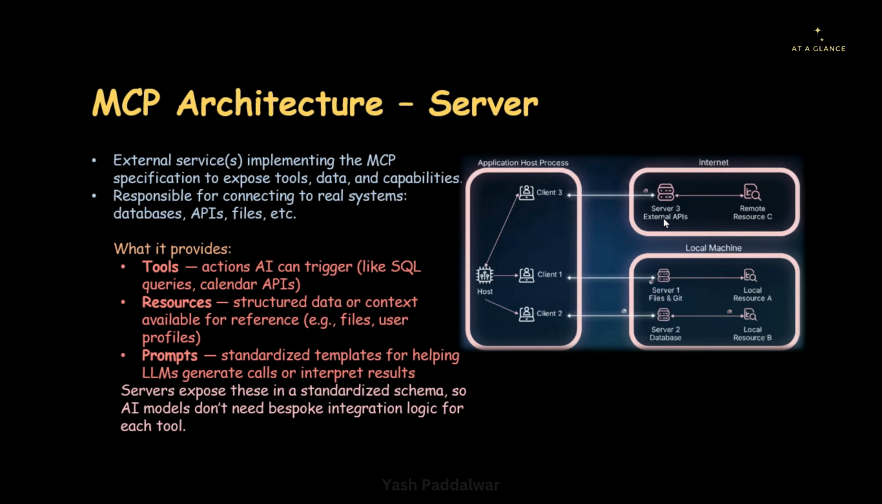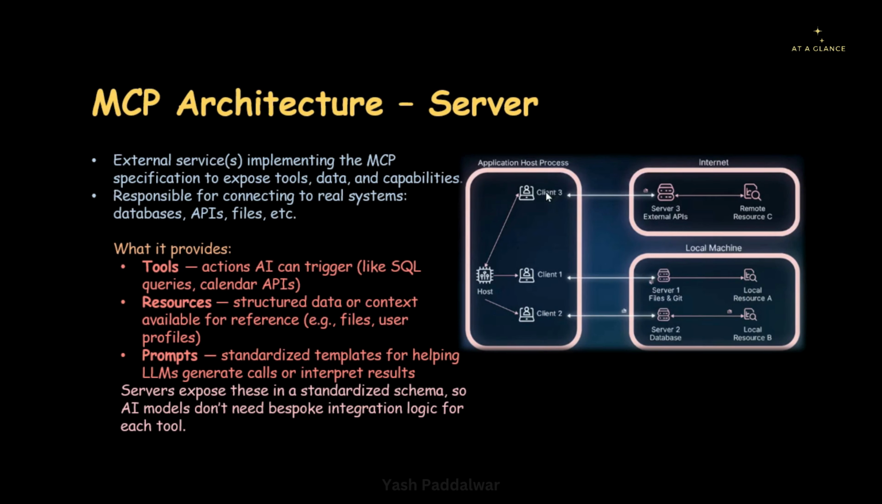Then we have server 3, which is on the internet, like an external API, like I already gave an example of weather or web search. So this is on the internet, right? We don't have the logic present on our local system. So a server can be anywhere, irrespective of that particular location. So a server can be anywhere.